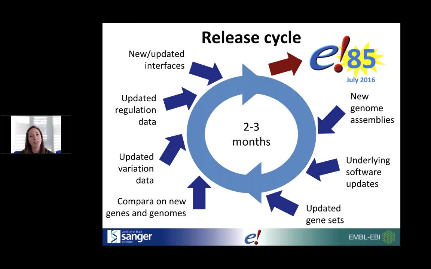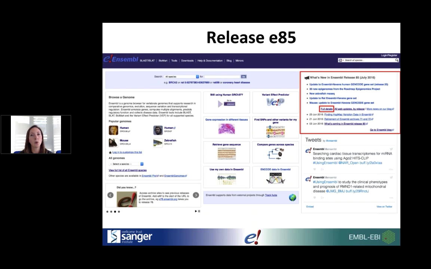So this, in general, takes 2 to 3 months, and so you'll see that we need a release cycle just to add all of this information and to keep the website stable for you. So if you're wondering what release we're currently on and where you can find out what that means, if you go to ensembl.org, you can see there's a news box in the top right-hand side. It's here in this red box, and this has got some of the main features that came out, and it tells you that this is release 85, and it came out in July 2016.